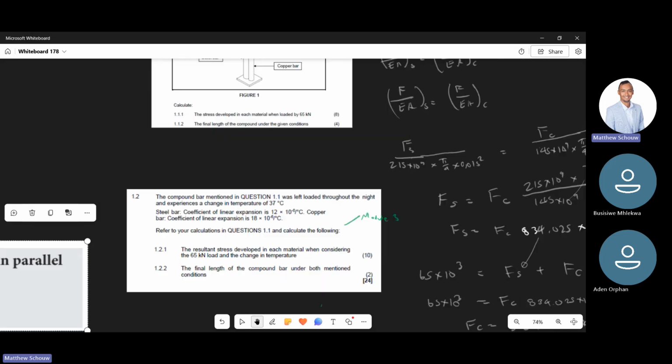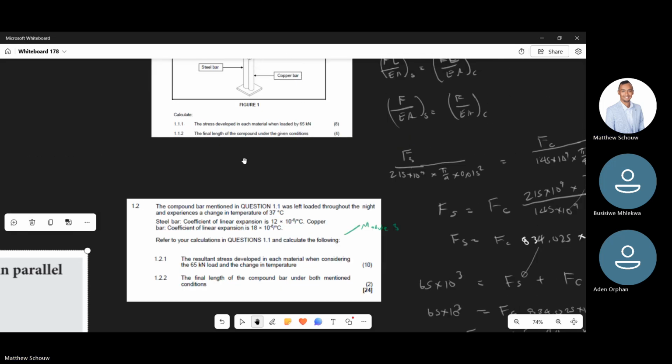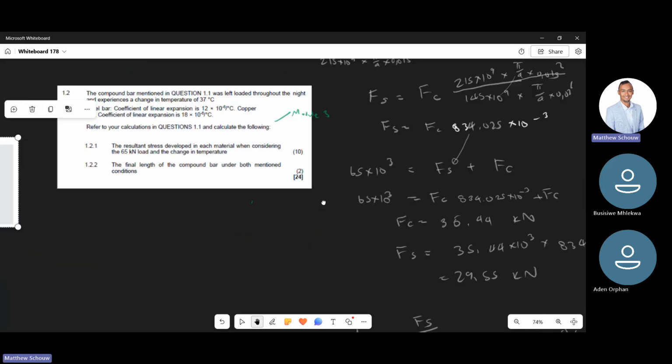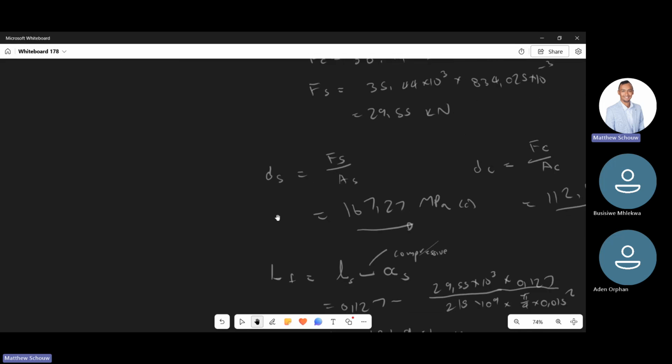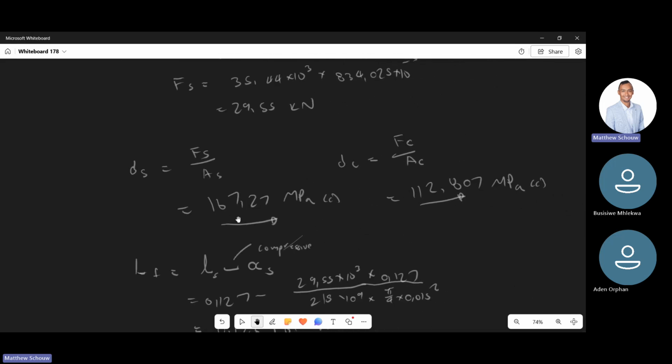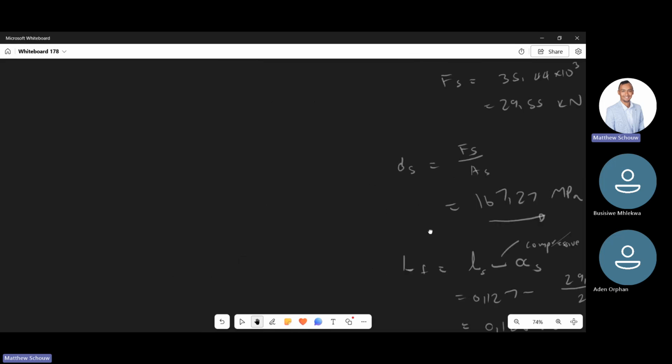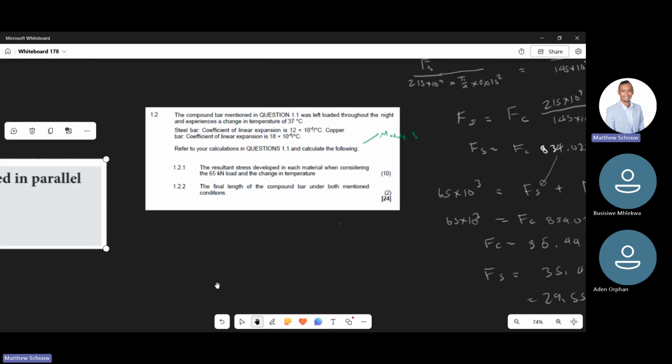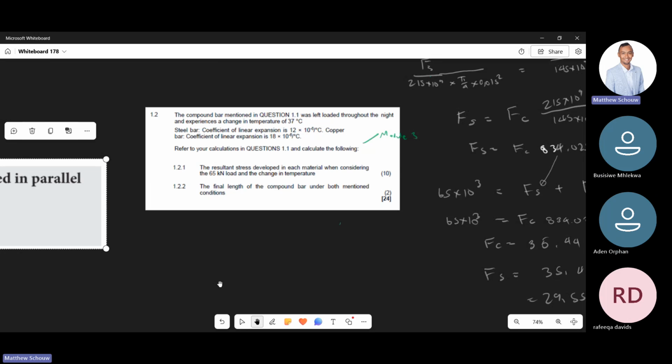So again, the first question, we had to work out the change in length or the final length. And what is key here is just the stresses. So we knew due to the 65 kilonewton load, the steel experienced a stress of 167.27 megapascals and the copper experienced 112.8. So now, what's the next part of the question? It says, if the compound bar mentioned in 1.1 was heated through the night and experienced a change in temperature of 37 degrees, so now there's a change of 37 degrees.